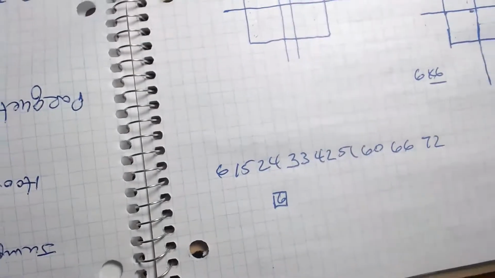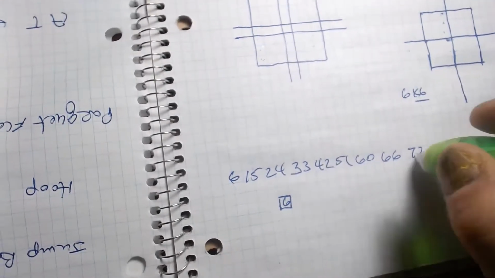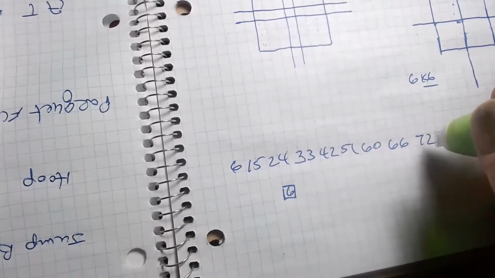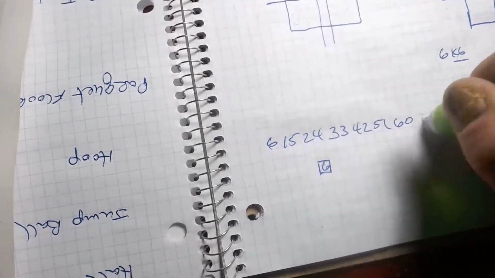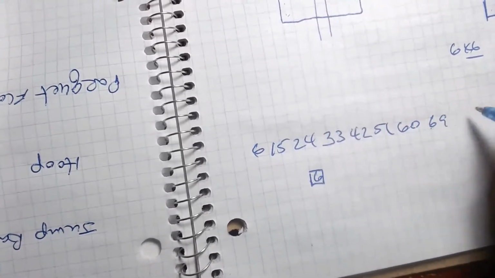No, sorry, I did that wrong. Is that what I said? I wanted to get the 6s. Hold on a second. I wanted to get the 6s. Right. 69.